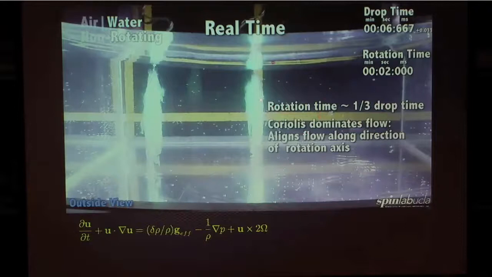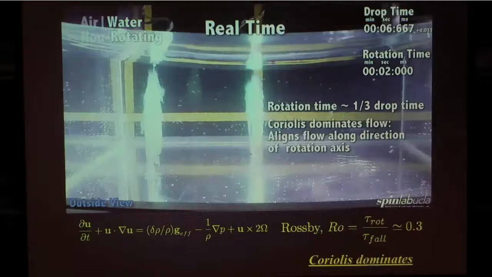Now we're in the regime where the rotation time is shorter than the drop time. So the drop took, actually it was slightly longer. You've slightly slowed down the fluid mechanics by rotating quickly. And so the drop time is now almost 7 seconds. Rotation time is only 2 seconds. So when the rotation time is faster than the drop time, what we find is that Coriolis dominates the system. And so when Coriolis dominates the system, weird things happen. And so the Rossby number now is less than 1.